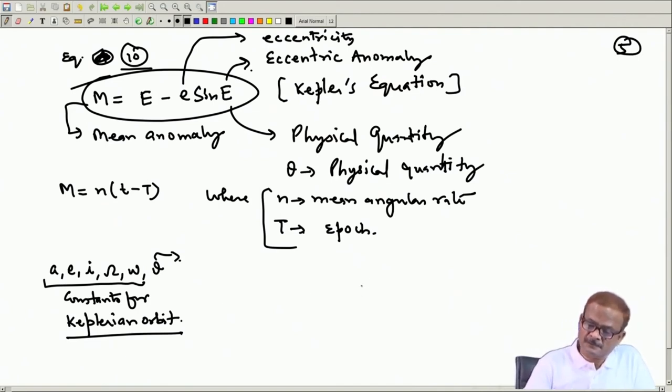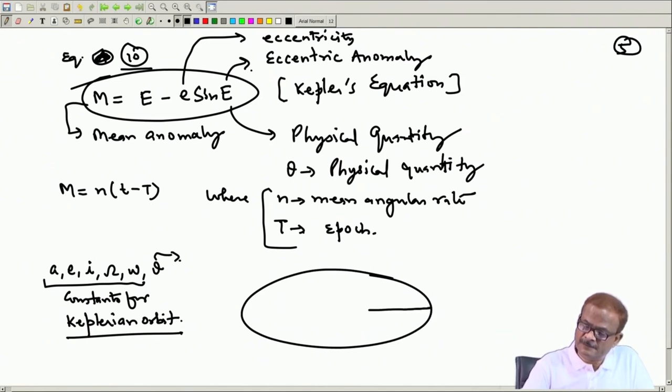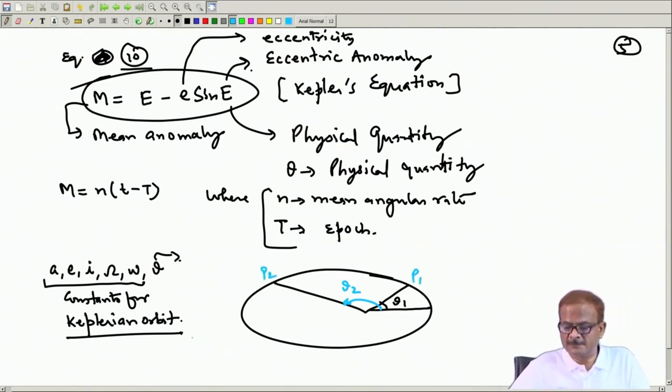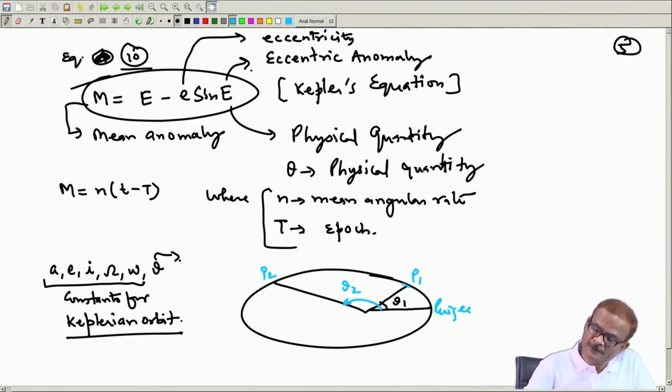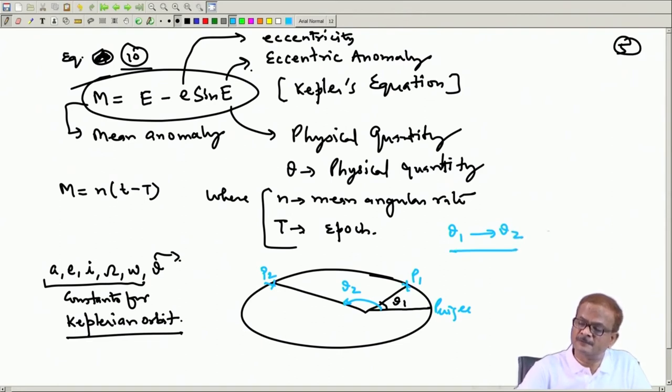So the question can arise: if this is theta 1 and the satellite has to go to another position, from this place to this place, which is theta 2. This is position P1 and this is position P2 in the orbit. This is an elliptical orbit obviously, and this is the perigee position or the periapsis. How much time will it take to go from this place to this place? That means from theta 1 to theta 2, how much time is involved? This is equivalent to a certain value of delta t, equal to t 2 minus t 1. How much is it going to take?